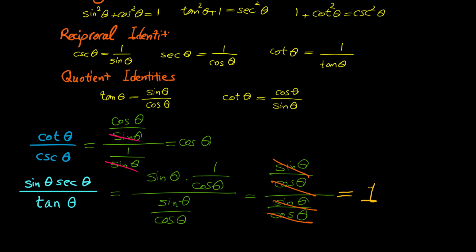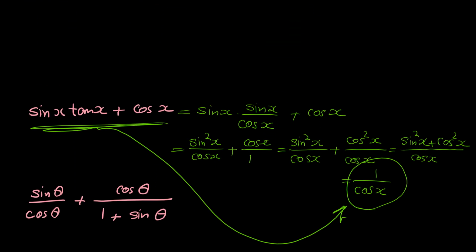Identities, this should be identities. What has happened here? Identities. 1 over cosine is secant. 1 over sine is cosecant. Here, the answer is 1 over cosine.